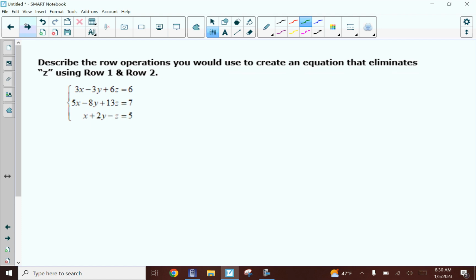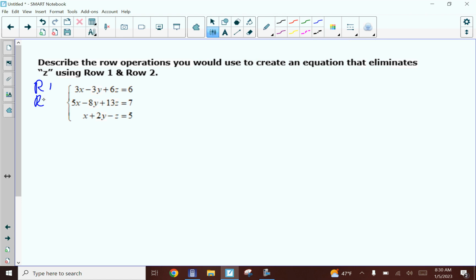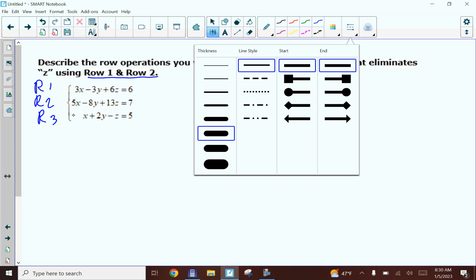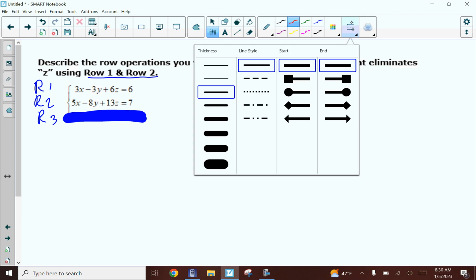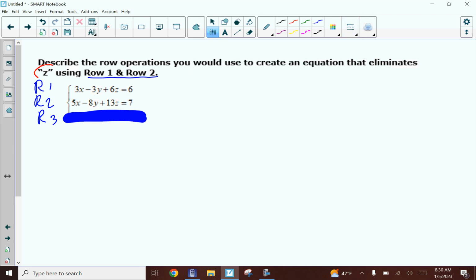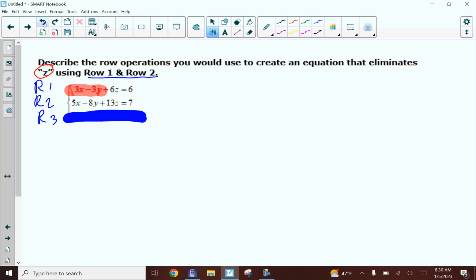Okay, last one. I'll show you the strategy one more time. First thing I'm going to do is label my rows, row 1, row 2, and row 3. They are clearly talking about row 1 and row 2 only. So that means that row 3 is garbage. So we cross that out. And then we see which letter they want us to look at. They want us to look at the letter Z. So that means that everything except the Z goes. Oops, I don't want to cross out the sign because the signs are important. And then I'm going to cross out all of this stuff also.